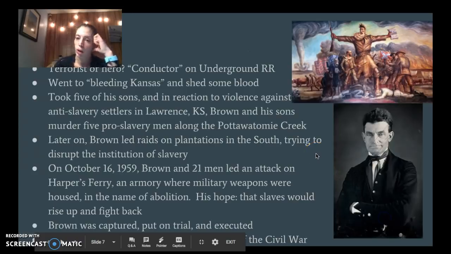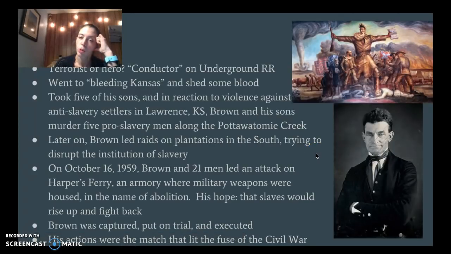So now we've got John Brown. I'm going to talk to you guys a little bit about this. You're going to want to get down a little bit of information about him, okay? So you may want to take down some notes. So John Brown, terrorist or hero, right?